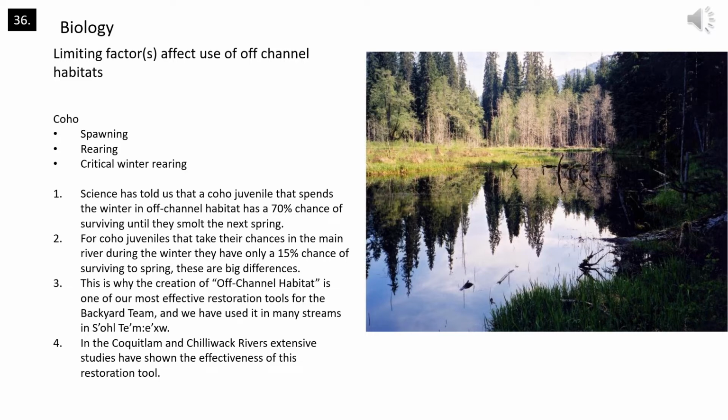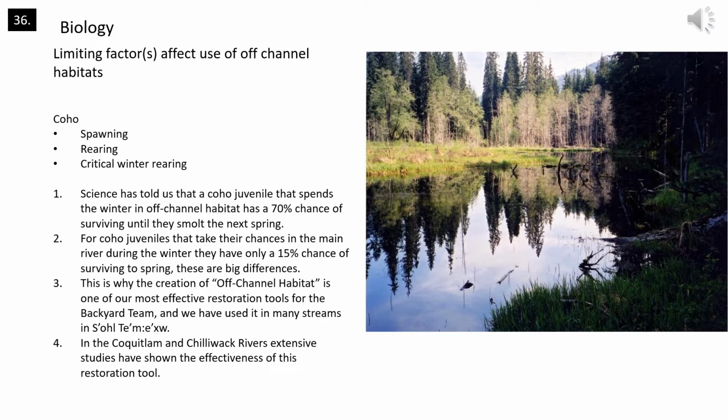And from those scientific studies I referred to previously, if you are a juvenile and in fact move from the river in the fall into off-channel, you have about a 70% chance of surviving to smolt next spring. However, if you were one of those juveniles that remained in the river and chose a log jam that maybe wasn't that stable, or a boulder point that became very highly energetic during the flood, they found around 15% chance of surviving to spring.